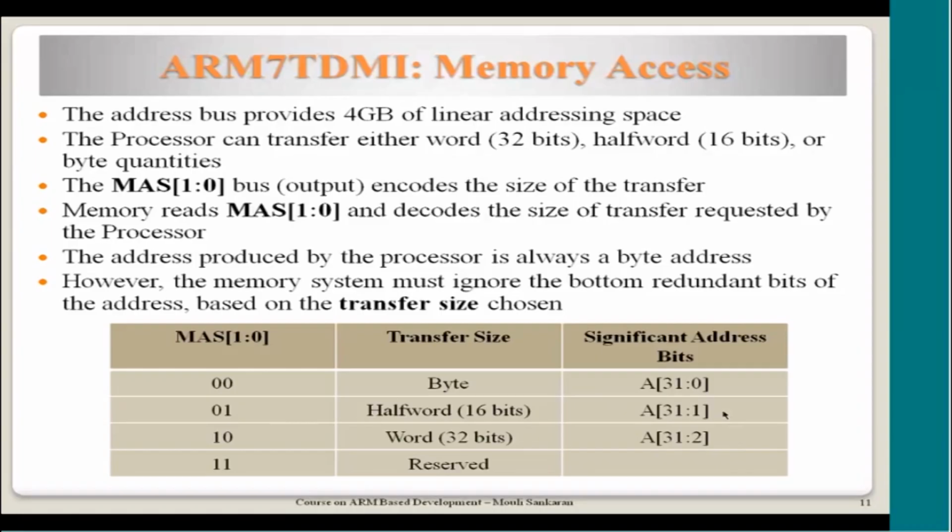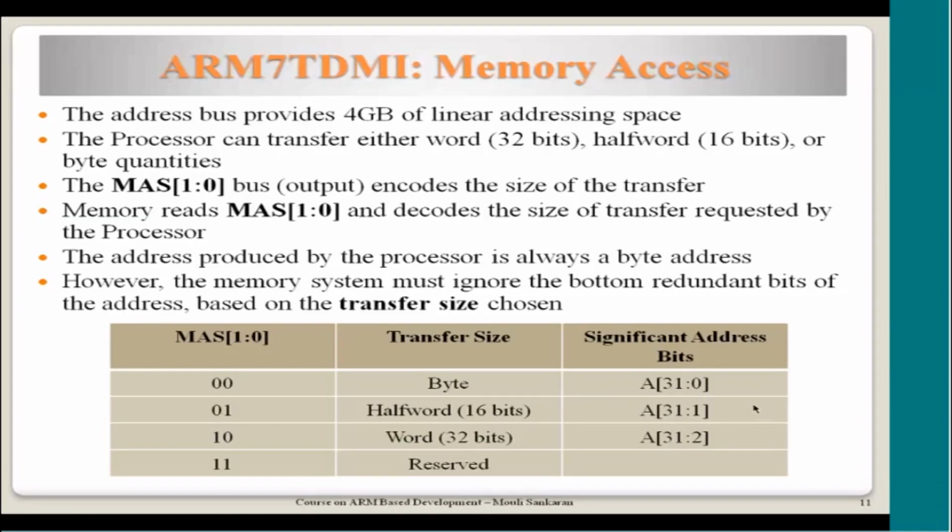If it is a half word access, you understand that 1 bit is redundant, but if it is a byte access, all 32 bits are valid address bits, and that needs to be understood, and accordingly the memory has to act on it. So in summary, ARM supports all kinds of transfers, both input as well as output.